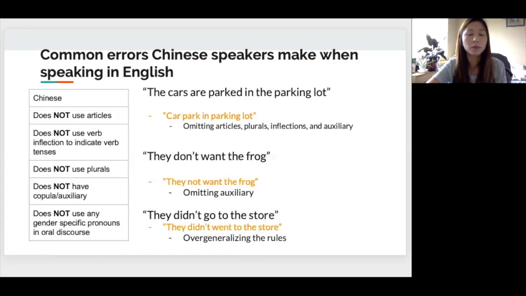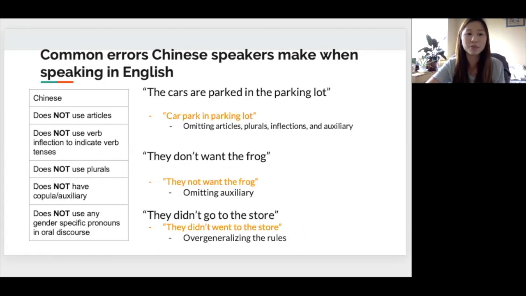Some common errors in Chinese speakers when speaking in English will be like this. The first sentence is, the cars are parked in the parking lot. Since there are no articles, plurals, inflections, or auxiliaries in Cantonese, the sentence might sound like, car park in parking lot. Another example, since auxiliaries do not exist in Cantonese, they don't want the frog might sound like, they not want the frog. Also, for dual language learners learning English, overgeneralizing the rules is very common. For example, they didn't go to the store might become they didn't went to the store.